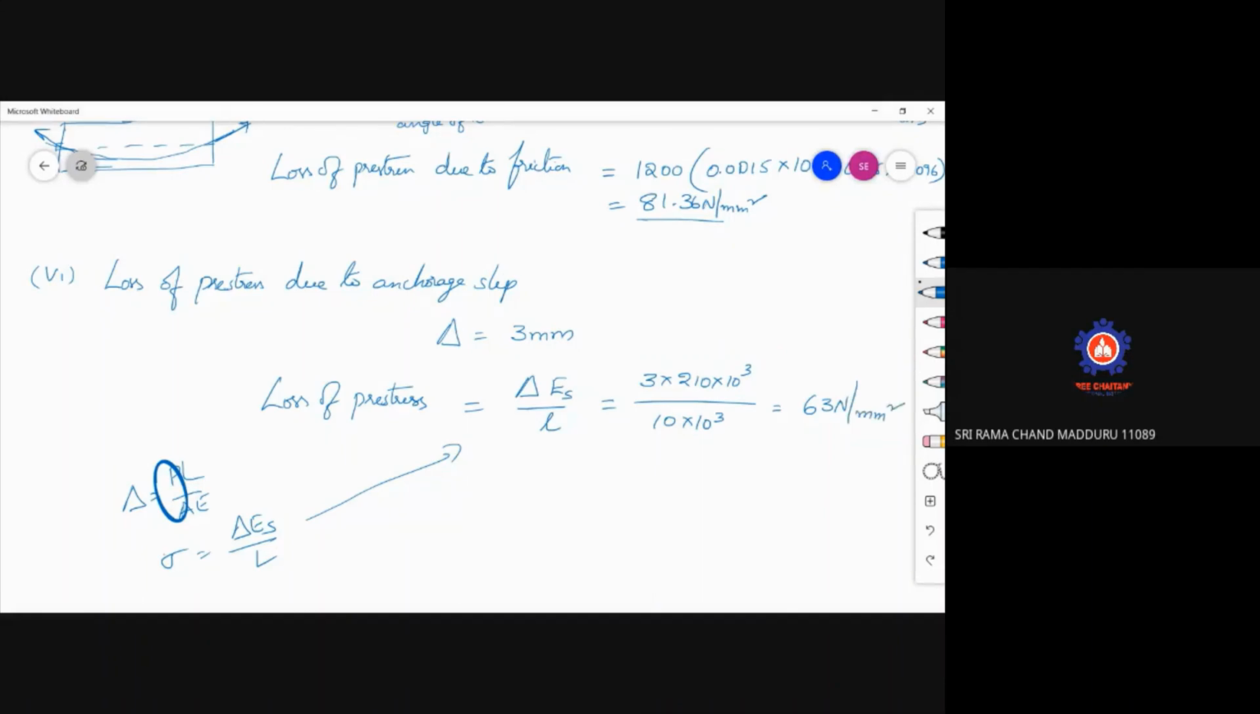So add everything and you will get the total loss. Add all the losses, and with that value we can calculate the percentage loss, and that percentage loss will be calculated like this.